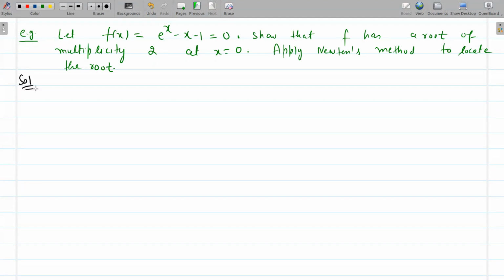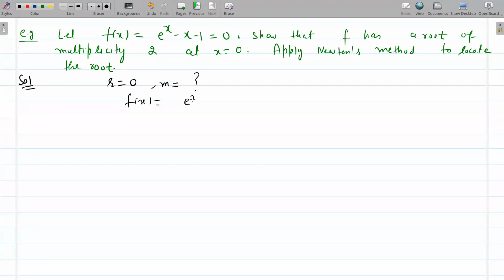Okay, so firstly it says that you need to check the root, which is given as 0, and the multiplicity you need to verify. So you need to check what is the multiplicity. So how do you check multiplicity?